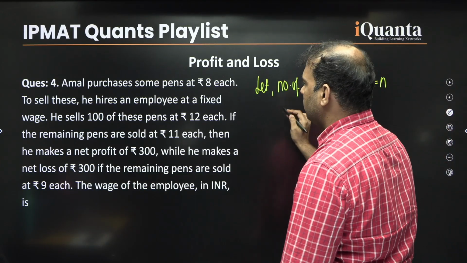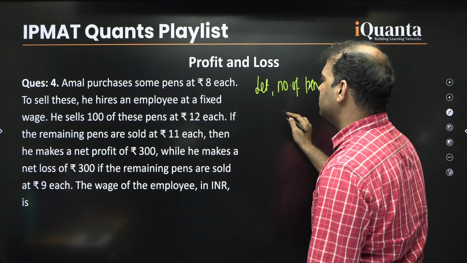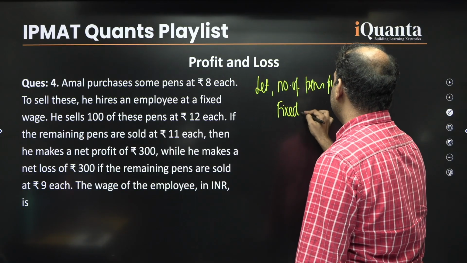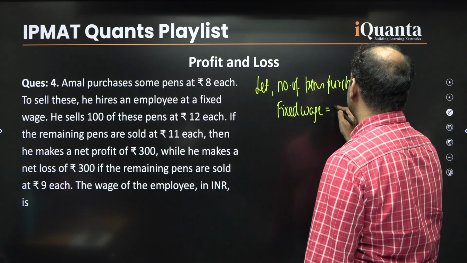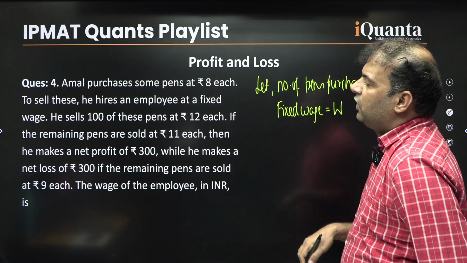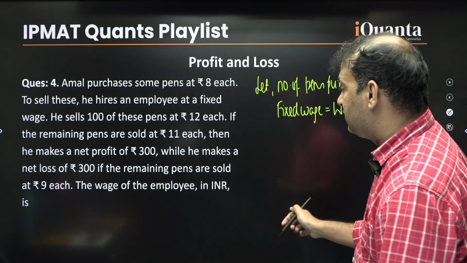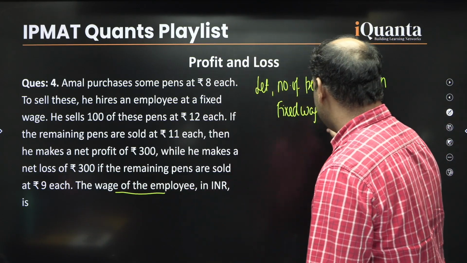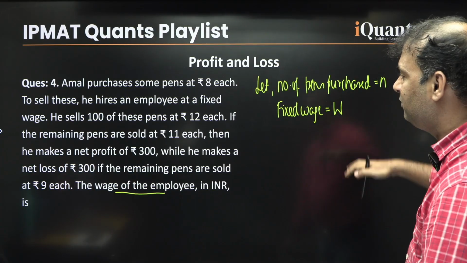And next is what? The wage, right? So the fixed wage of him, let's say, is actually W. The fixed wage of the employee is W. In fact, that is the last question, the final question, the wage of the employee. So we have to find the value of W in the end, rupees W.